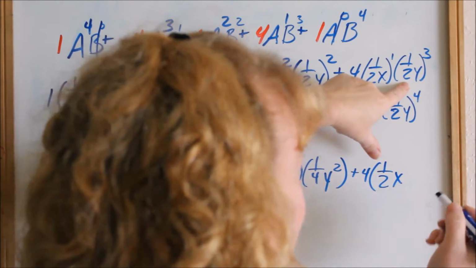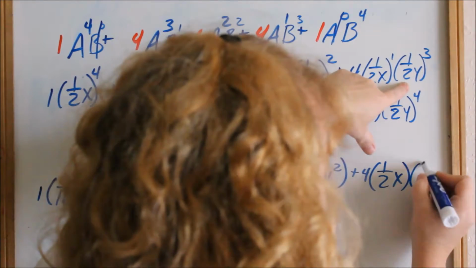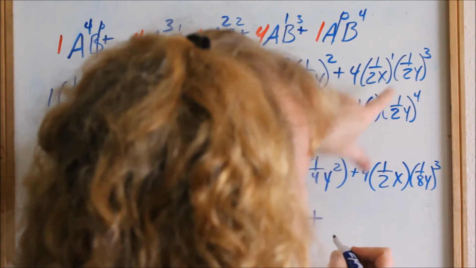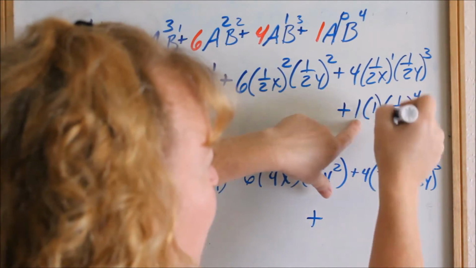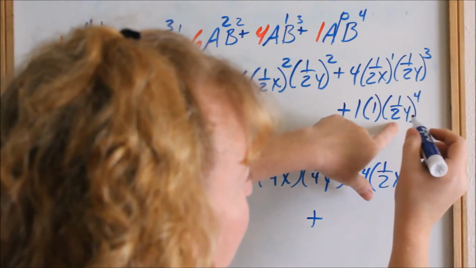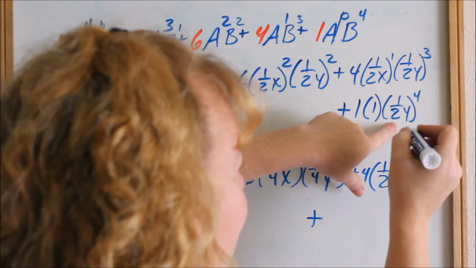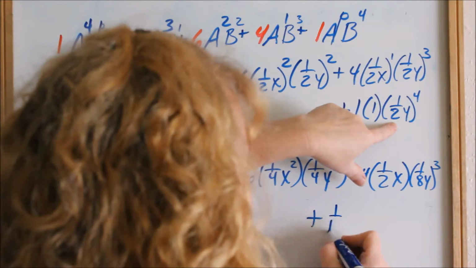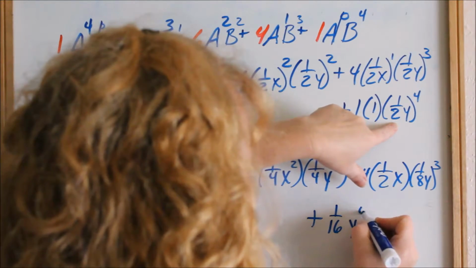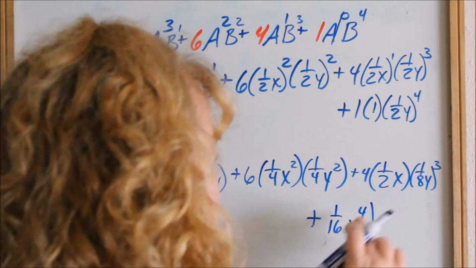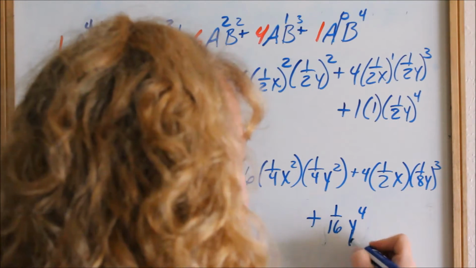Cube the 1/2 and cube the y, which would be 1/8 y cubed. Plus, we're down to this one, 1 times 1 is just 1, times this is itself, so 1/2 y to the 4th, 1/2 to the 4th, y to the 4th. 1/2 to the 4th would be 1/16 y to the 4th. Okay, so that last term is just plus 1/16 y to the 4th. Nothing else to simplify there.